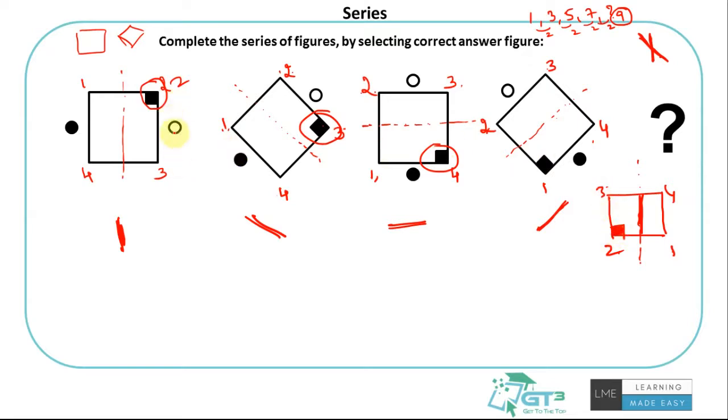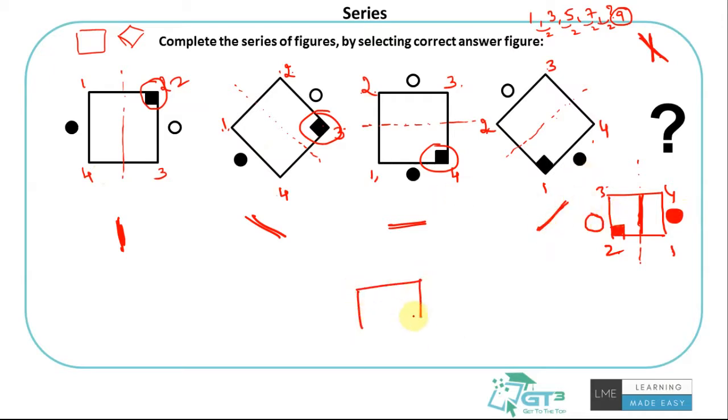And now if you see the white circle, it's between 2 and 3, 2 and 3, 2 and 3. So it has to be between 2 and 3, that's a white circle. And between 1 and 4, I'm seeing the black circle. 1 and 4, 1 and 4. So it has to be the black circle like this. Right? This is the answer option that you should be seeing.